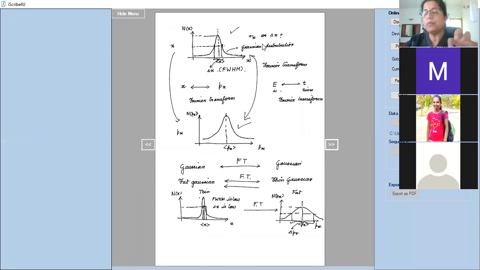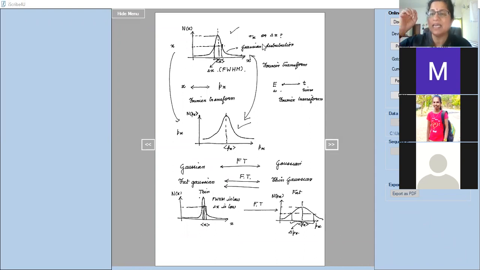For quantities that are linked through a Fourier transform, you will definitely have the uncertainty principle, because they are Fourier transforms of each other. If one has a Gaussian distribution with a small full width at half maxima, when you do a Fourier transform, the thin Gaussian becomes a fat Gaussian. And when it becomes a fat Gaussian, obviously you're going to get a much larger uncertainty. So there is no way you will be able to precisely measure both of them.